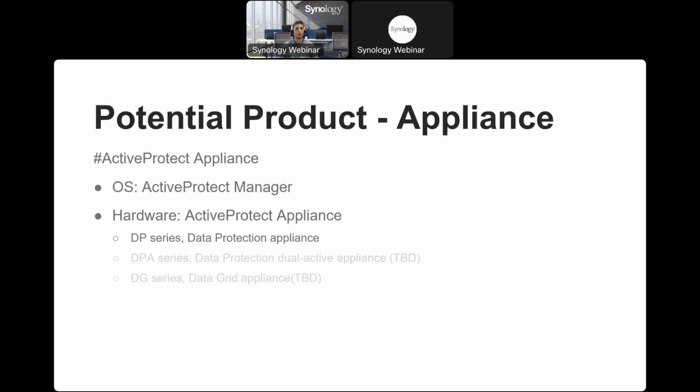So you might have a question in your mind on why we call the data protection series Active Protect Appliance, APA. It's because we would like to introduce new product lines under the name of Active Protect Appliances. And the data protection series is the first of these product lines. So that's why we are using Active Protect Appliances as naming.